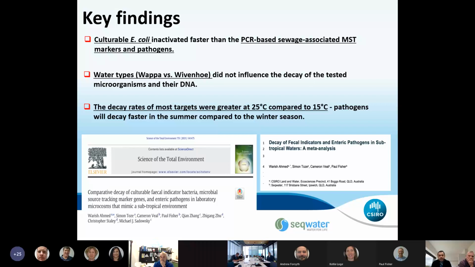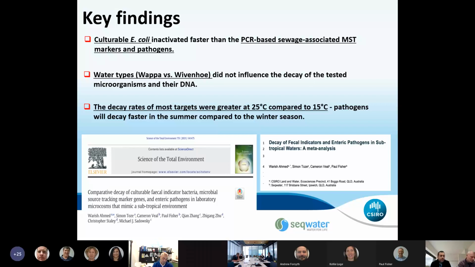So these are some key findings. Culturable E. coli inactivated faster than PCR-based sewage-associated MST markers and pathogens. Water types, WAPA versus Wibeno, did not influence the decay of the tested microorganisms and their DNA. And the decay rates of most targets were greater at 25 degrees centigrade compared to 15 degrees centigrade. So the hypothesis we made in the beginning, I think, is somewhat correct.